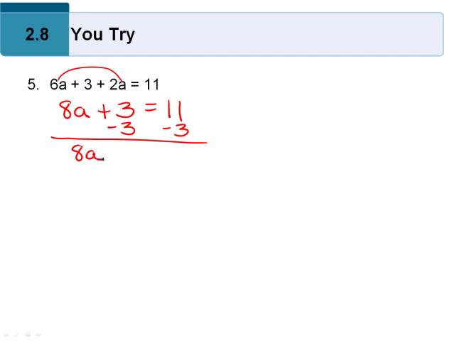So 8a comes down, and it equals 11 minus 3 would be 8. And now your last step, you need to use division to divide by the coefficient, divide by 8. So that those 8's cancel, and a equals 1. Okay? And I think that's it for section 2.8.